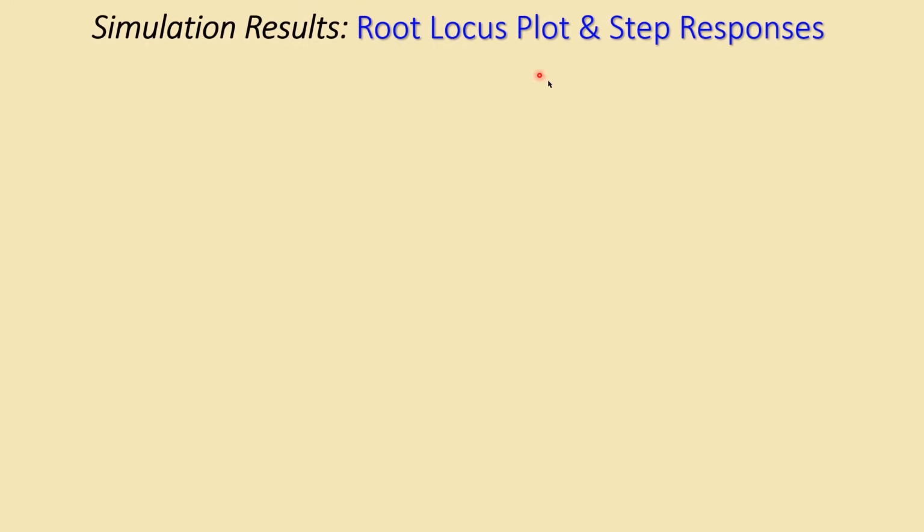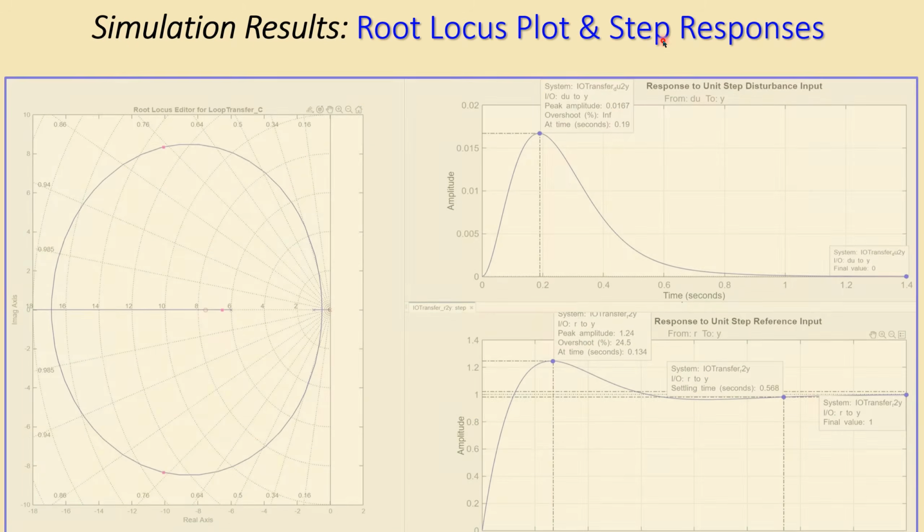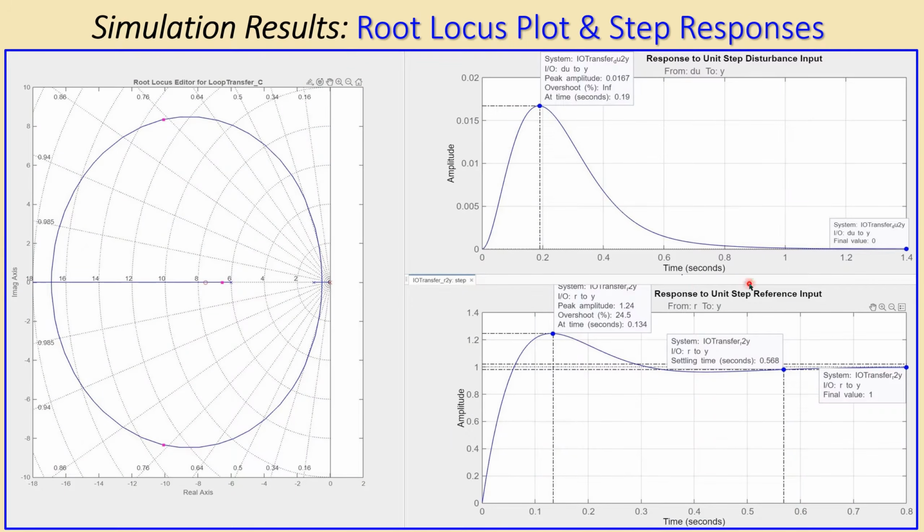So for the simulation result, we need to check what we have achieved. We now have a plot which gives us the root locus plot, so the poles and the zero locations, also the locus, and we get the responses for the disturbance and also for the reference. Now this is the root locus plot. If you look at this pink dot, that's actually our assumed dominant pole. So these two are the dominant poles.